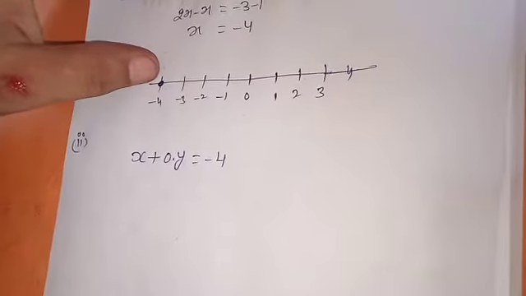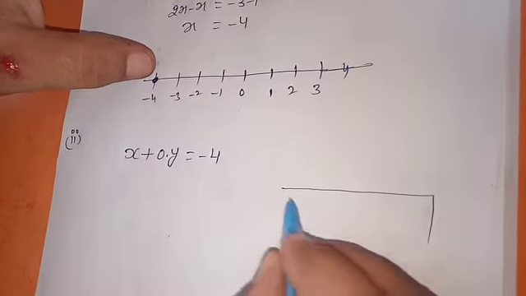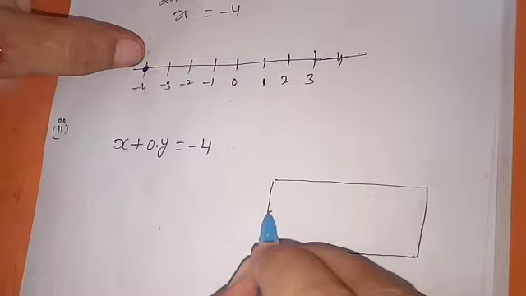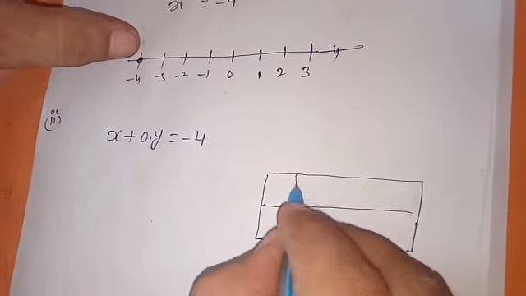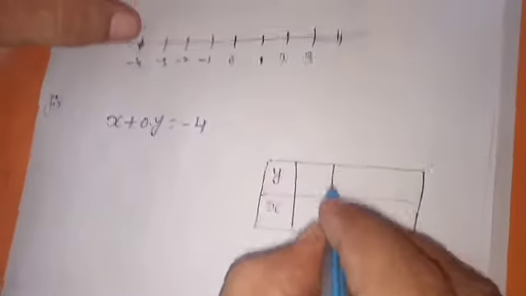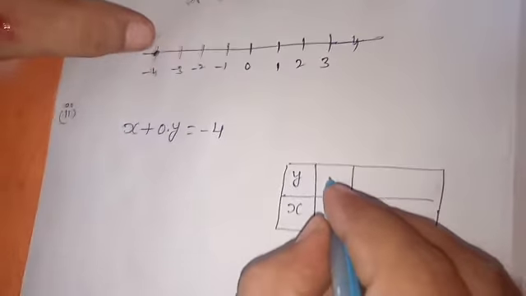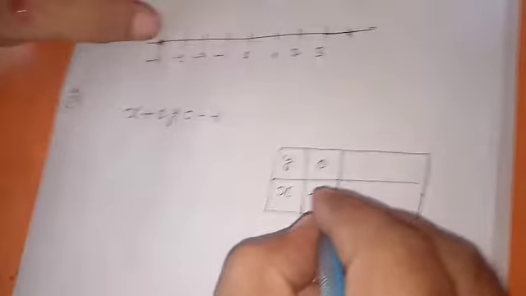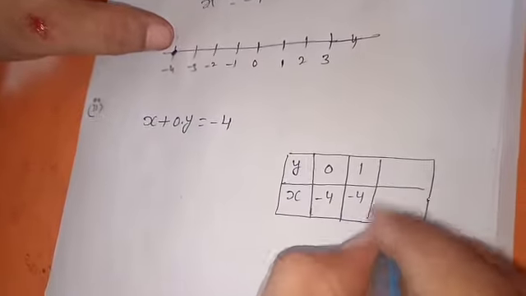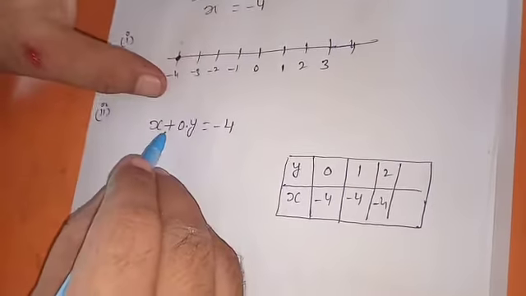Minus 4. Then you can take the value of what? Whose value can you take? Y. What's the value of x? When y is 0, x is minus 4; when y is 1, x is minus 4; when y is 2, x is minus 4. If you don't understand, put it here.